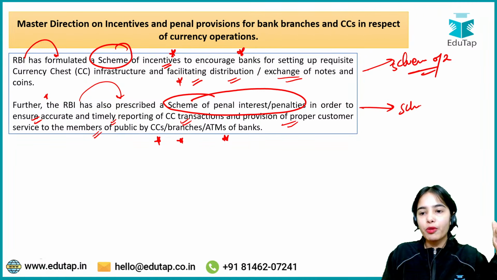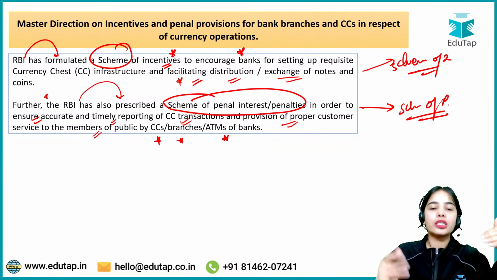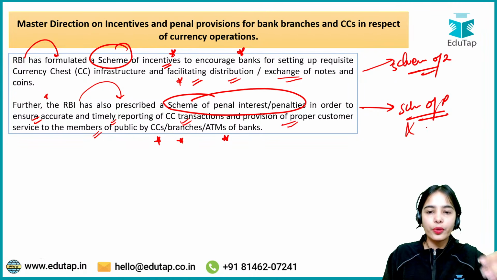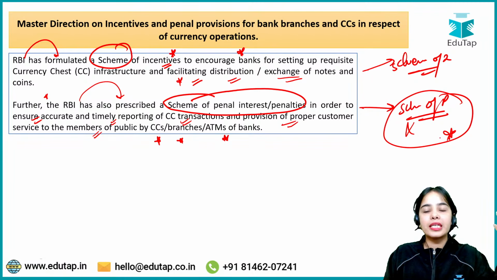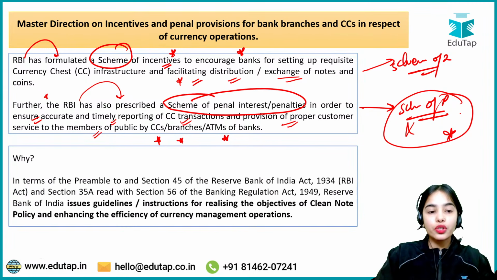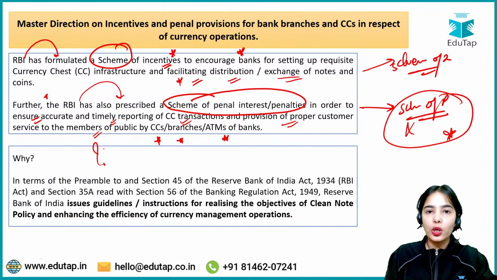There is a scheme of penalties. The penalties are for such kind of banks or bank branches, currency chests or ATMs that are not following the rules and regulations. They are not providing proper customer service. So for them, there is a scheme of penalties. Okay. So first, why the schemes have been launched, why the scheme of incentives, why the scheme of penalties.